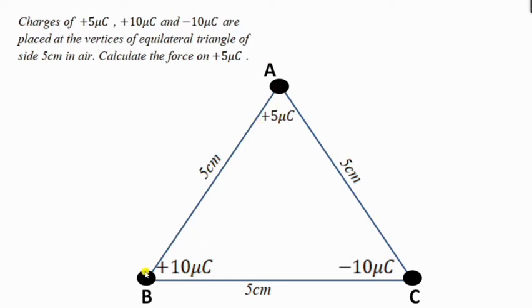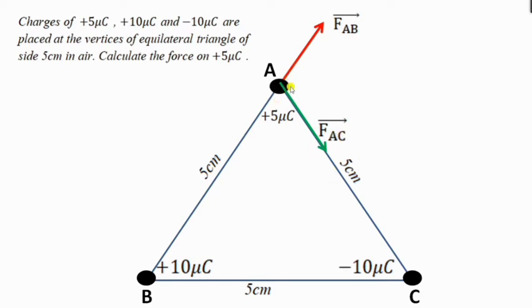Now this is positive, this is positive, so this 10 microcoulomb will try to repel this 5 microcoulomb, so the force will be in upward direction like this. So force on A due to B, I'm giving names A, B, C. And this minus 10 microcoulomb will try to attract because they are unlike charges, so the force will be in downward direction. So force on A due to C will be in downward direction.